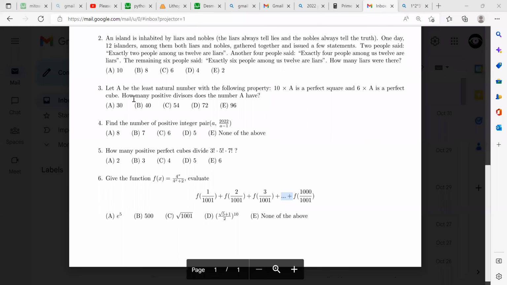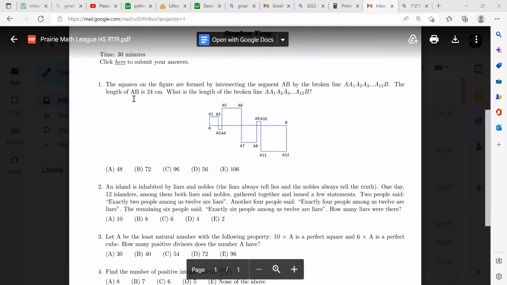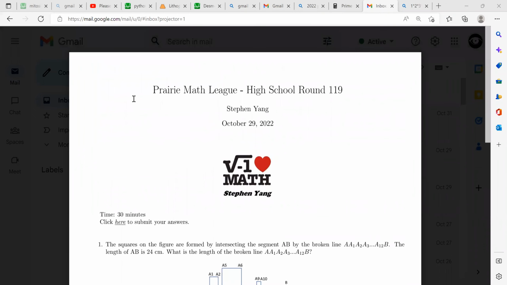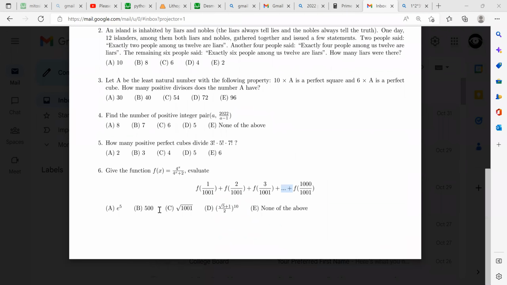We will be doing Prairie Math, round number 119 by Steven. So I will be doing 4 and 6. So let's look at 4 first.